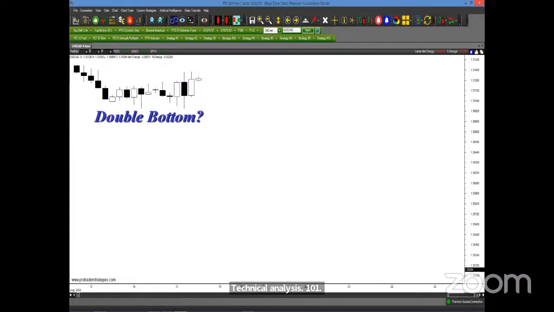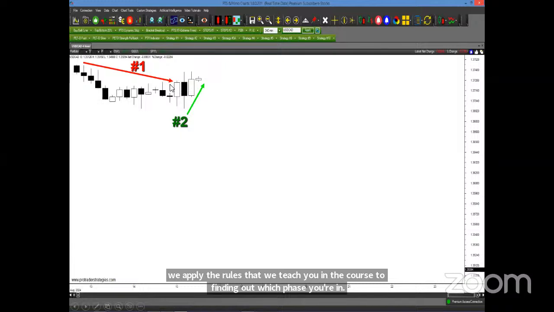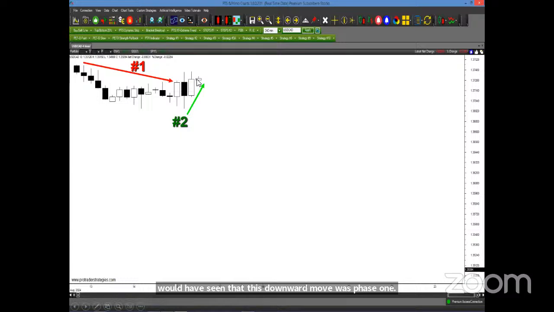If we apply the rules that we teach you in the course to finding out which phase you're in, you would have seen that this downward move was phase one, and this short little 1, 2, 3, 4 bars up was phase two. So this is a selling opportunity. But the rules have to be met in order for a sell signal to be generated. Just because we're in phase two does not mean there's a signal that's going to be generated.